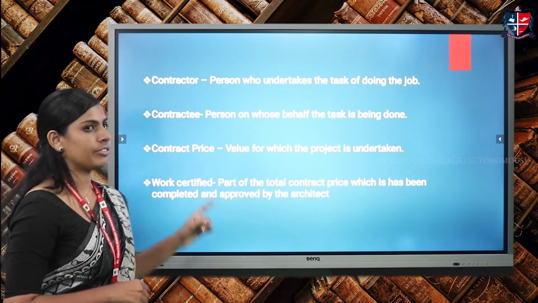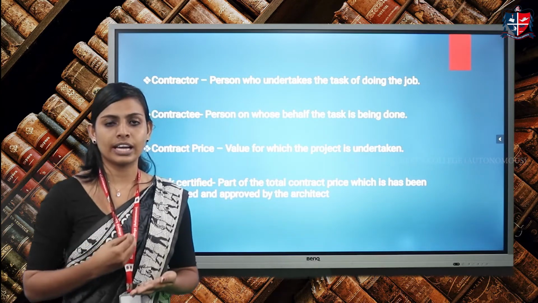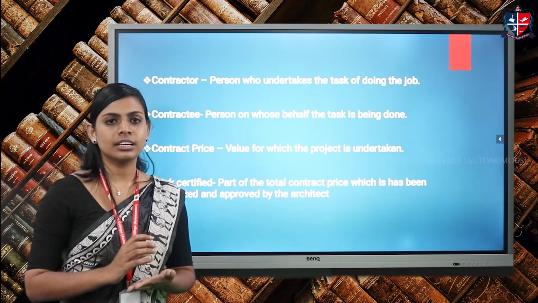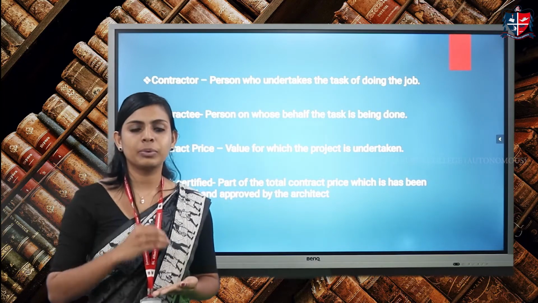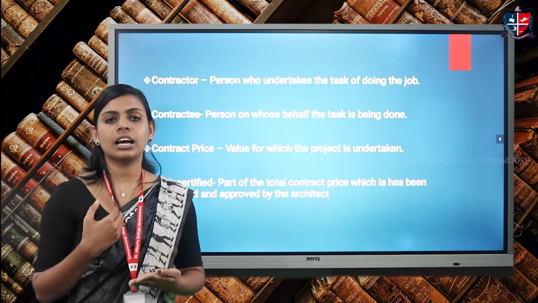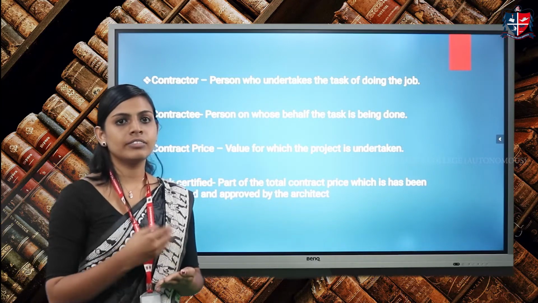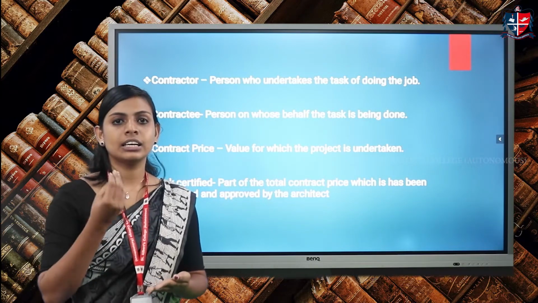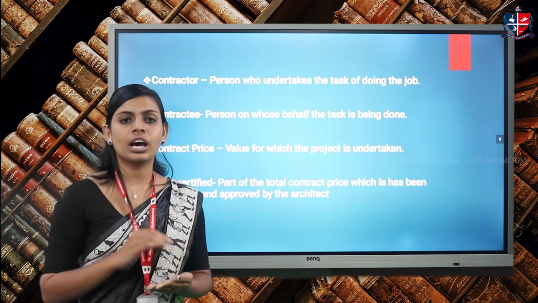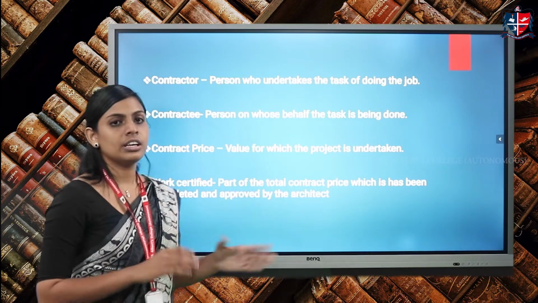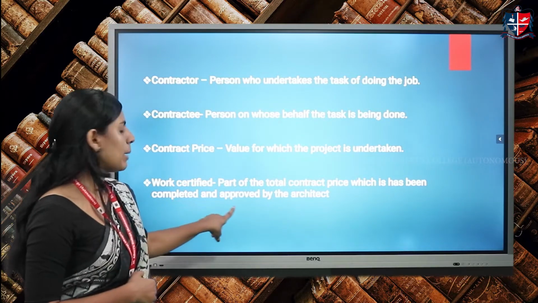The fourth one is work certified. So, when the contract is completed, that is, at the end of the year, a certain percent of contract will be completed, and the architects or the authorities concerned will give a certificate of completion. Suppose a contract is 20% completed at the end of the first year, and an architect will come to investigate or evaluate the construction. Then he'll give a certificate. That is, if he is satisfied that 20% of the work is completed, then he'll give such a certificate. Such certificate given by architects or other related persons is known as work certified. So, work certified will be part of the total contract price which has been completed and approved by the architect.